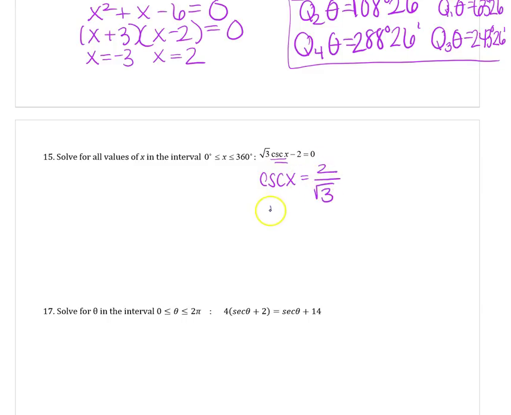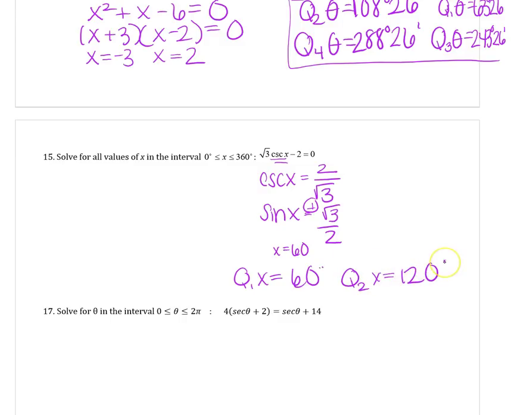But let's think in terms of sine. So I'll take the reciprocal. Now, sine of what angle gives you radical 3 over 2? That's 60. Now, because sine is positive, you're only going to look in quadrants 1 and 2. So your quadrant 1 angle is 60, and your quadrant 2 angle would be 180 take away 60, which is 120. And then you're done.